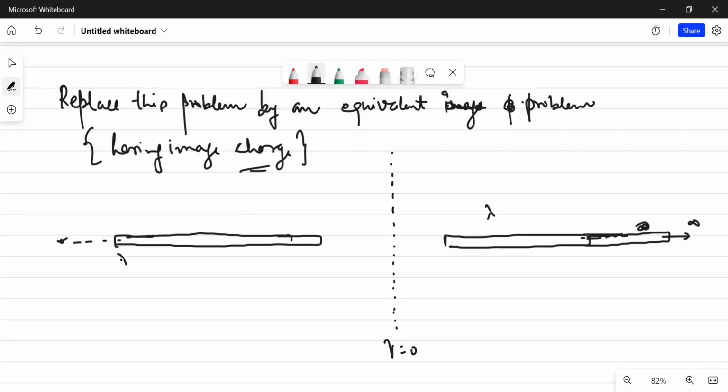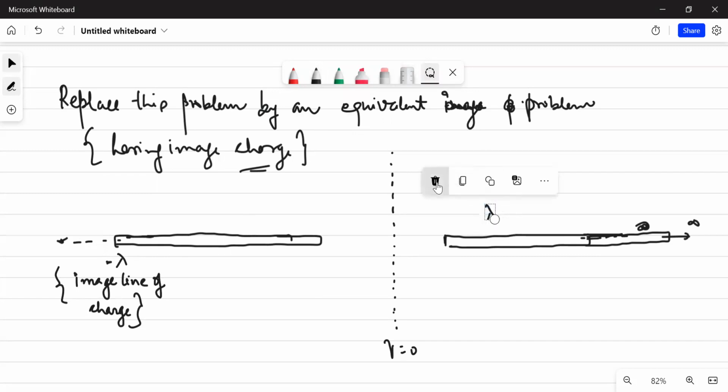You can see that this is your image line of charge. And this is your normal, whatever is there. So this is your charge density. I'll write it lambda here. Now, this is at distance L.